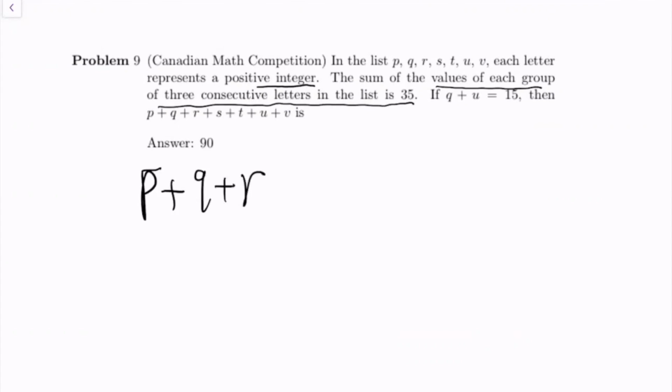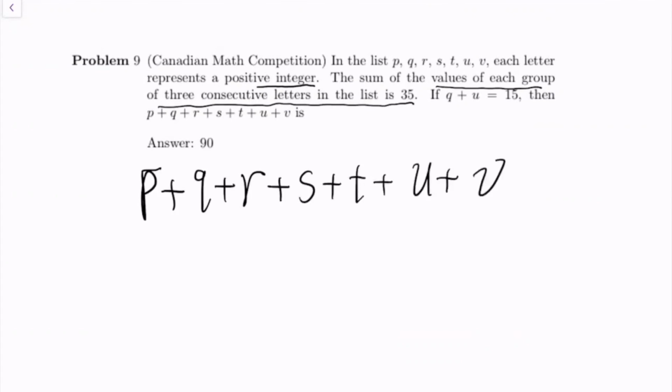Question number 9. This again is a problem with algebra puzzles. In the list P, Q, R, S, T, U, V, each letter represents a positive integer, and the sum of the values of each group of 3 consecutive letters is 35. So let's put P plus Q plus R, plus S plus T plus U plus V.